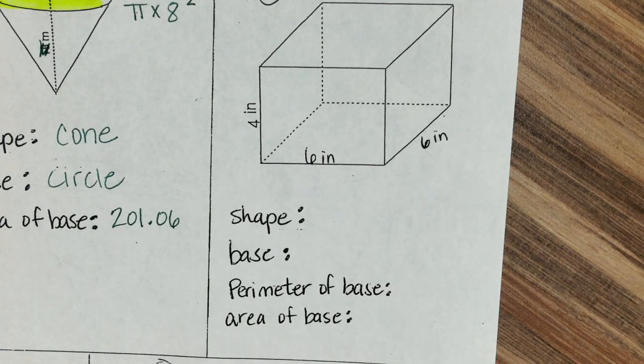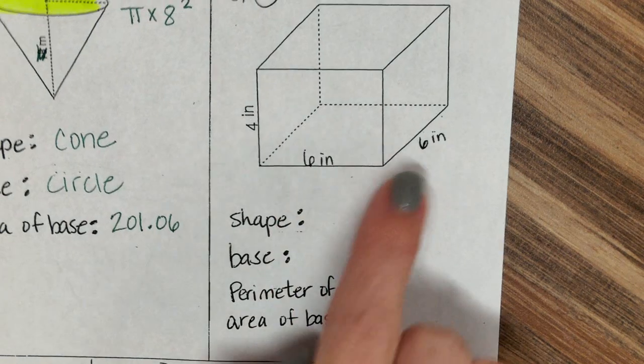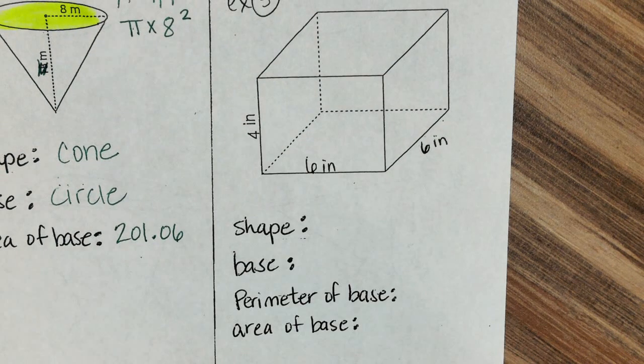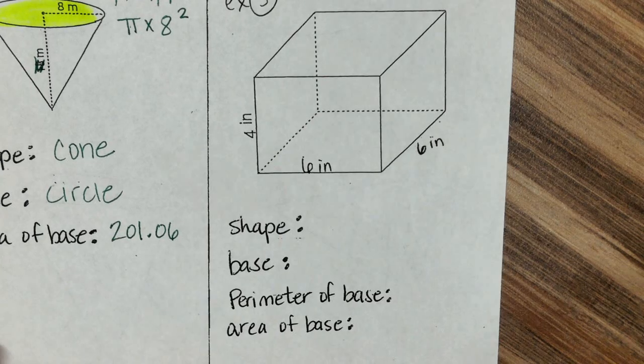I showed y'all a minute ago. A rectangular prism. What's the difference between a rectangular prism and a cube? A cube is made up of nothing but squares. Okay, and do y'all see how this is 6, 6, and 4? That means it's not a cube because all sides would have to be the same. But cubes are rectangular prisms, so you would use the same formula. So we're going to call them all rectangular prisms.